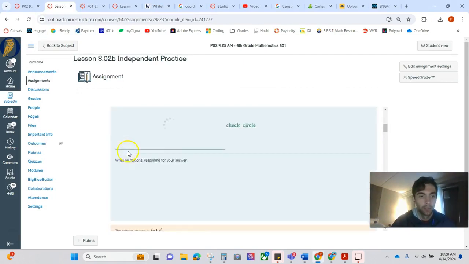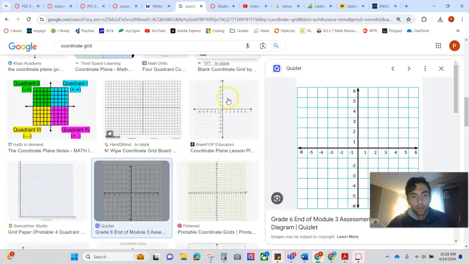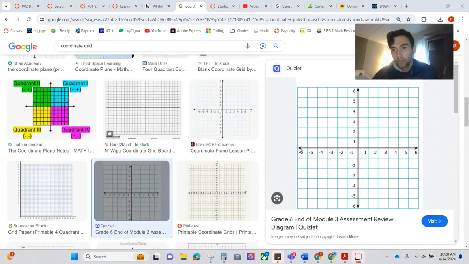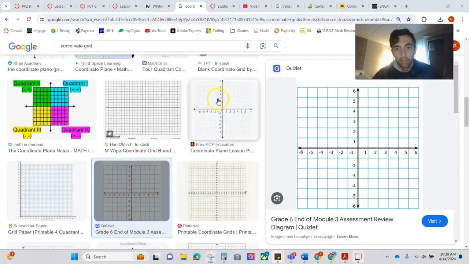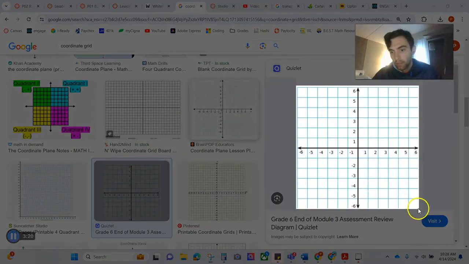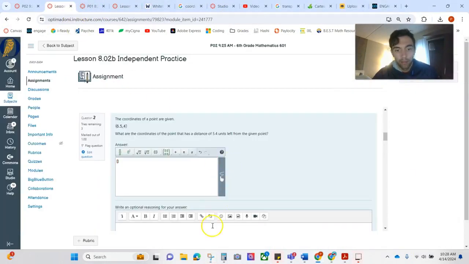Oh yeah. Question 2. The coordinates of a point are given. What are the coordinates of the point with a distance 5.4 units left of the given point? Left of the point. So let's get a coordinate plane picture. Thank you, Google Images, for this wonderful coordinate plane. Snip. And back to our work.